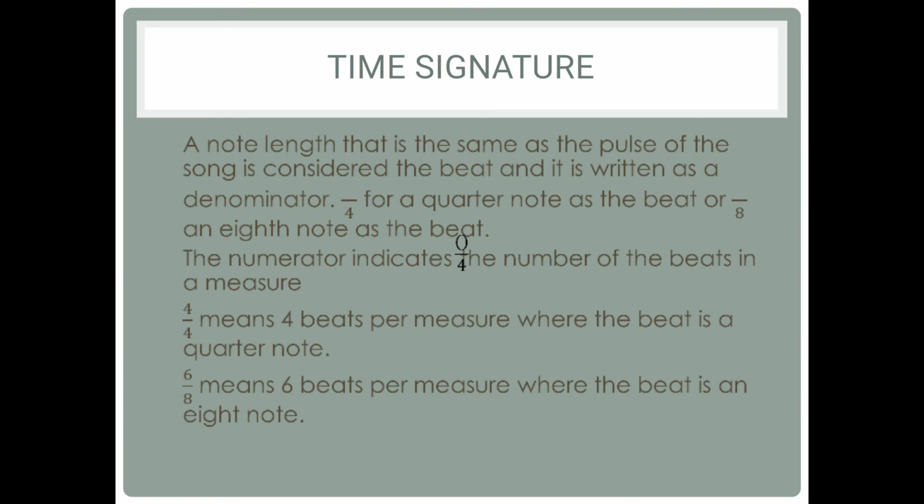A note length that is the same as the pulse of the song is considered the beat. It is written as a denominator of a fraction. Blank over 4 for a quarter note means that the quarter note gets the beat. Or blank over 8 will indicate that the eighth note gets the beat. The numerator indicates the number of beats in a measure. So 4/4 means 4 beats per measure, where the beat is in the quarter note. 6/8 means 6 beats per measure, where the beat is in the eighth note.